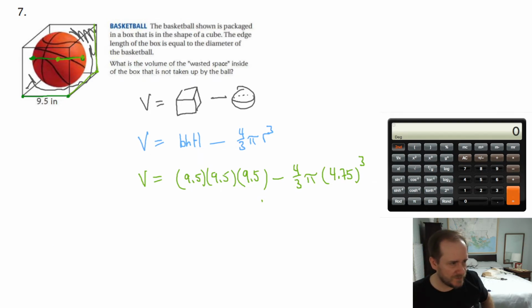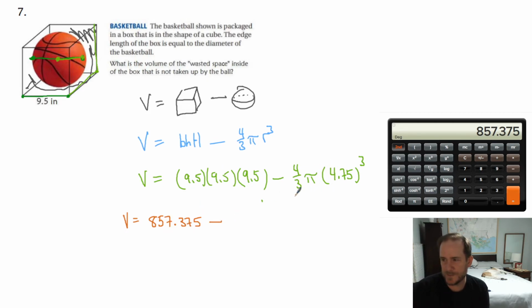So to get back to my calculator, I go here, I clear. So we said we need 9.5 cubed. That'll be 9.5 times 9.5 equals times another 9.5. So you're getting 857.375. So write that down. So that's the volume of the cube.